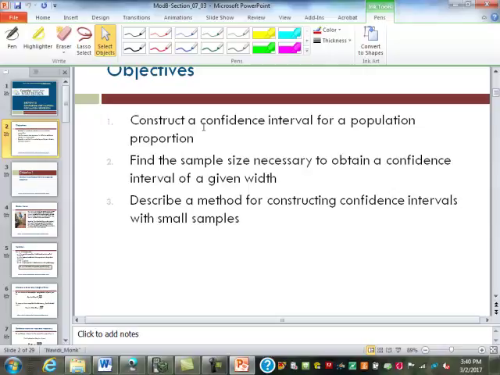For a population proportion, since when we're dealing with proportions, think of the binomial distribution, the standard deviation is actually found from the proportion itself. So if we're looking at a proportion, we always know the standard deviation. So we're going to be able to do a sample size calculation here. Now we're going to describe confidence intervals with small samples.